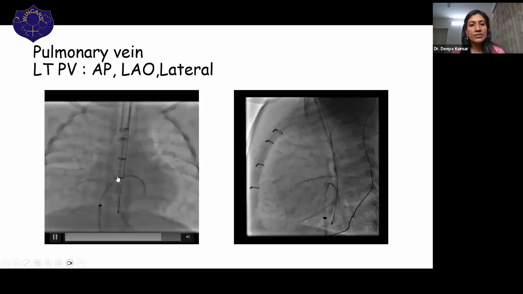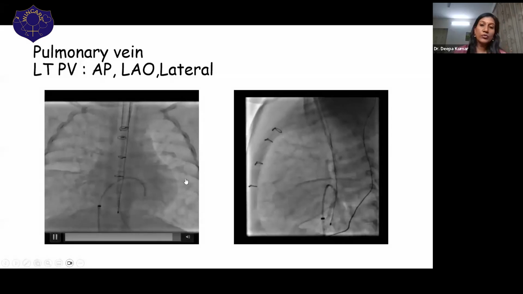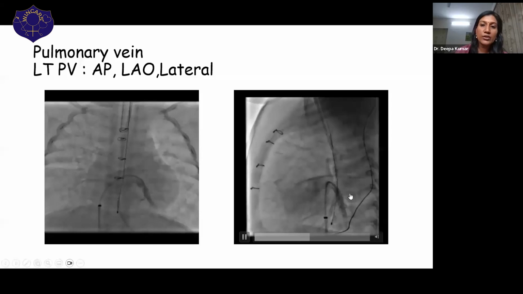When you want to deal with pulmonary vein imaging, initially you can start off with AP. Whichever pulmonary vein, you start off with an AP view, and if you want to see the left pulmonary vein, you go to LAO or lateral.